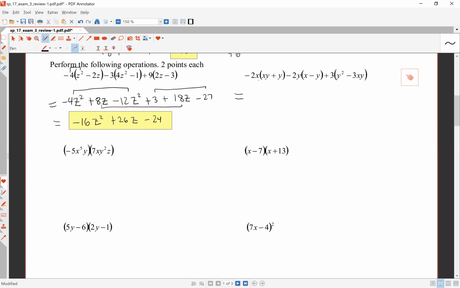Next problem, -2x times xy plus y. We distribute the -2x. -2x times xy is -2x squared y. -2x times y is -2xy. Now we distribute the -2y. -2y times x is -2xy. And -2y times -y is positive 2y squared.